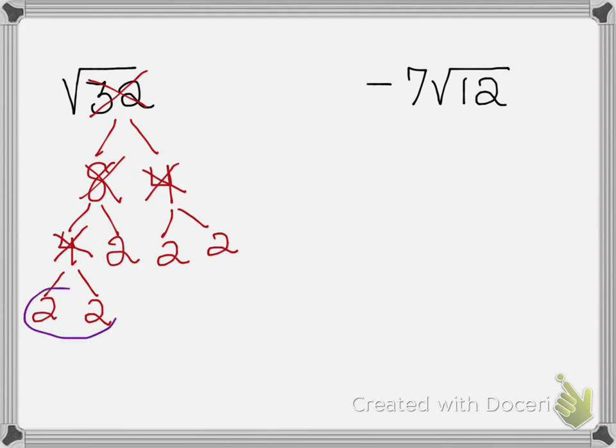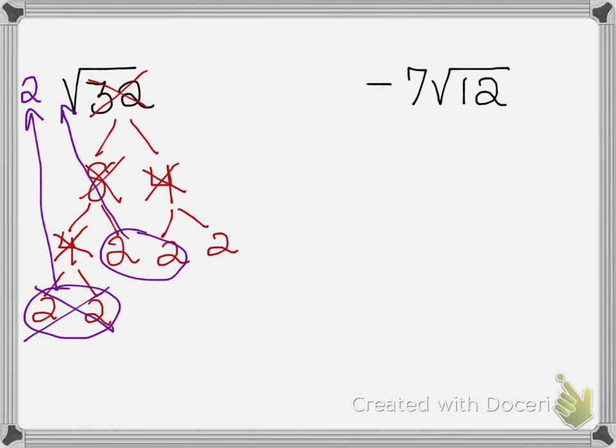I see a pair of 2's. So I'm going to take 1 of the 2's out in front of the radical sign. Since I did that, I can cross it out. I also see another pair of 2's. So I'll take out another 2. And do I see any more pairs? No, but I do have a leftover of 2.